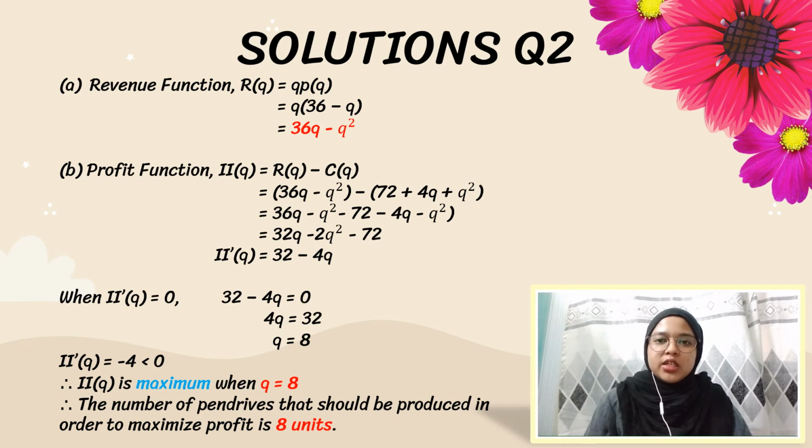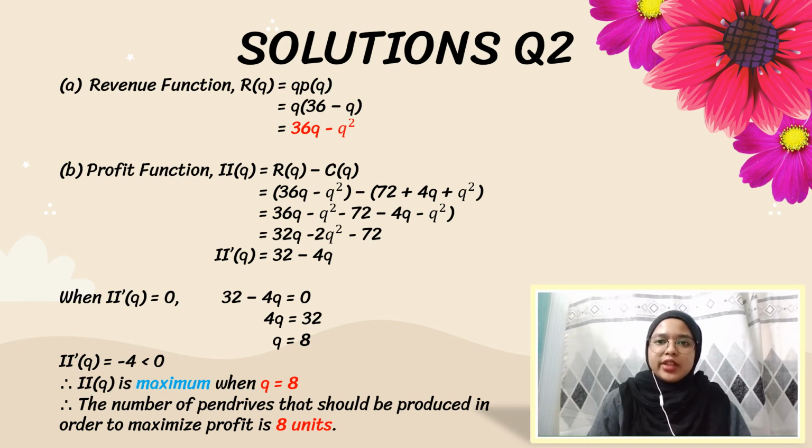B, profit function. Profit function P(Q) = R(Q) minus C(Q) = (36Q minus Q squared) minus (72 + 4Q + Q squared) = 36Q minus Q squared minus 72 minus 4Q minus Q squared = 32Q minus 2Q squared minus 72.